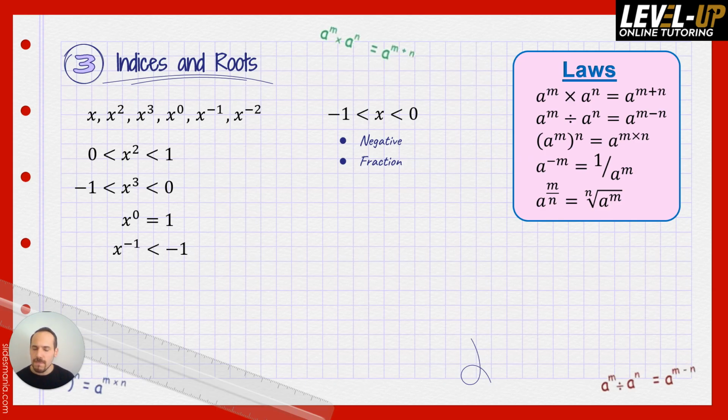X to the negative 1 is going to be less than -1, isn't it? So what we're basically doing here is the reciprocal of the number. So say if x was equal to -1/2, for example, that lies in that range. If we did that to the power -1, remember -1 means to take the reciprocal. You flip that fraction upside down, it becomes -2/1, which is -2. So you see it becomes less than -1.